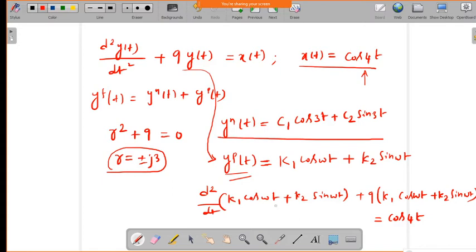Okay. So, now you differentiate this with respect to t. So, what you will get? You just find out the value. This needs to be differentiated 2 times. So, if you differentiate one time, what you will get? It is given as minus k1 sin omega t into omega.